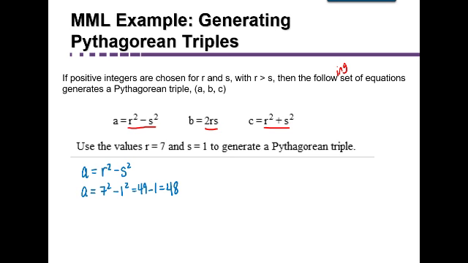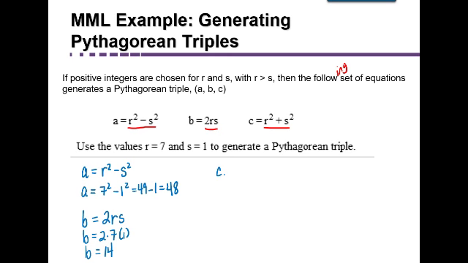Okay, now let's see what value of b goes with that. So b is always equal to 2 times r times s. So plugging in 7 and 1 again, we have 2 times 7 times 1. So b would be 14.